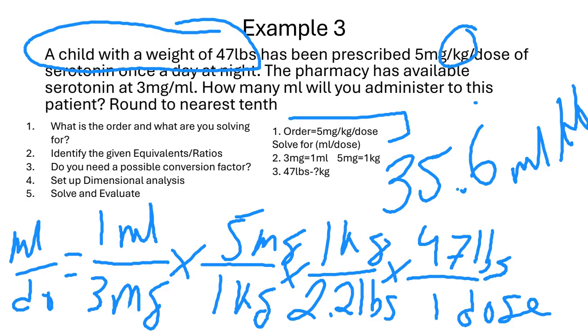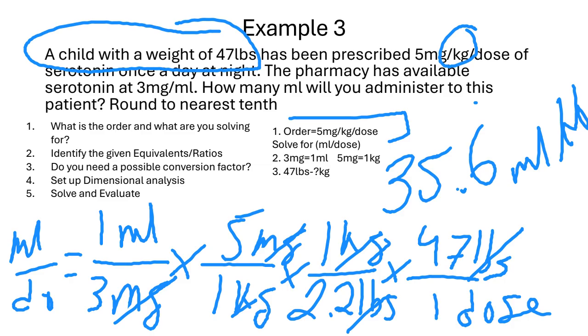And that's it. So by doing this and multiplying across, and by manipulating our equivalents, you're able to cancel out all the units that you don't need. And this is going to be the basis for the entire semester, the entire math course. It doesn't get more complicated than this. So really important to understand what you're looking for, really important to identify those equivalents, okay? See if you actually need a conversion factor, and then you know how to set up the dimensional analysis.